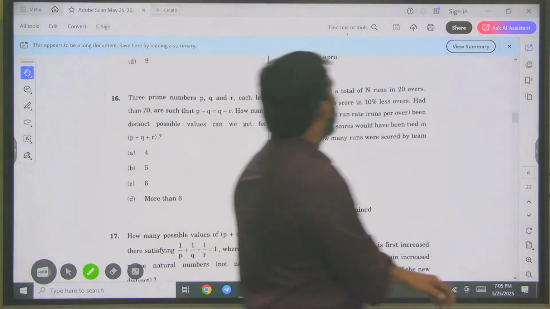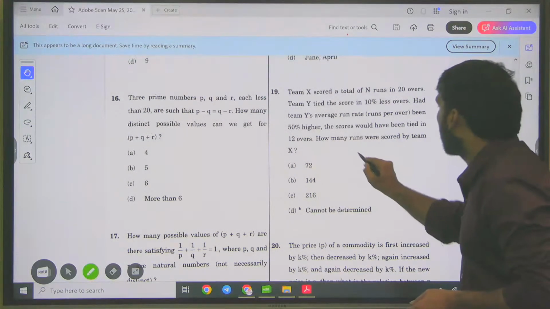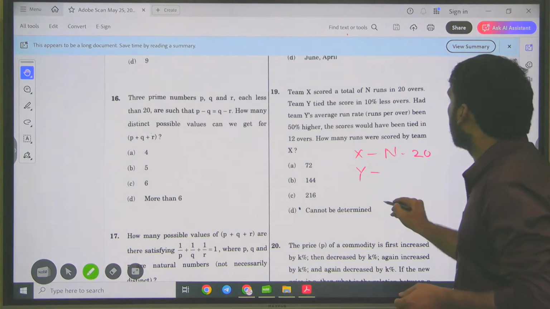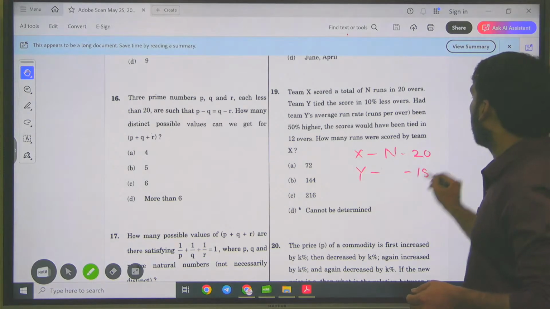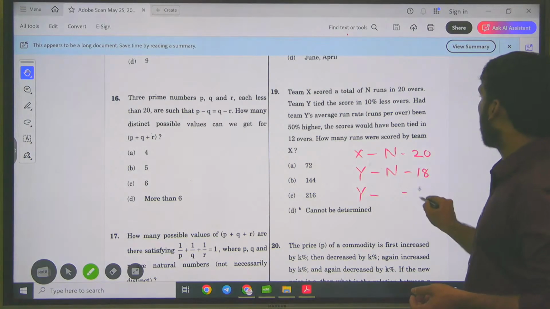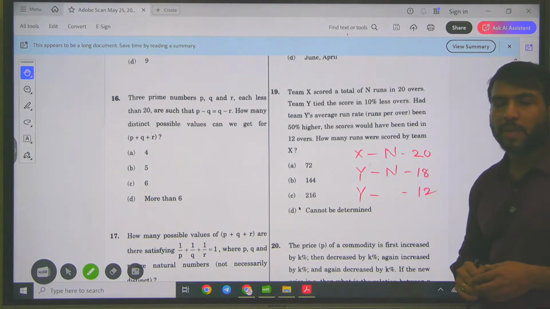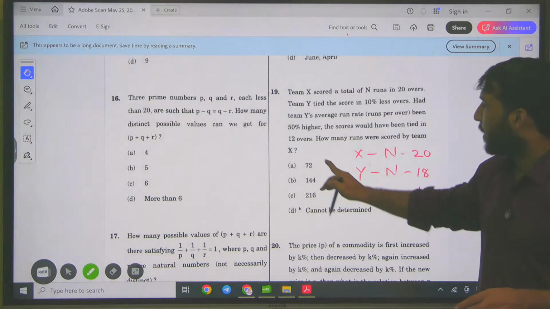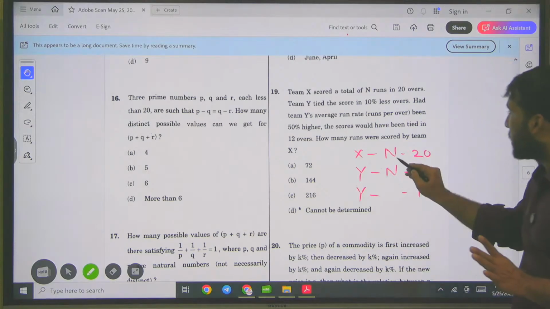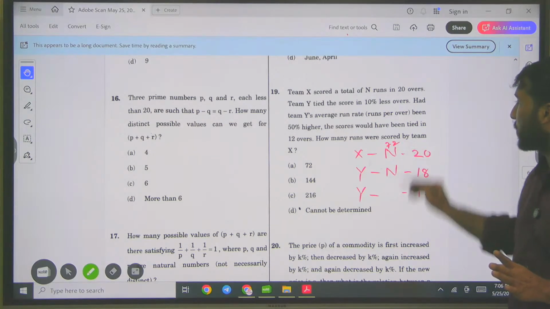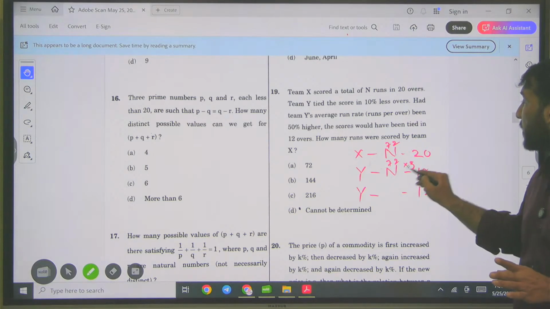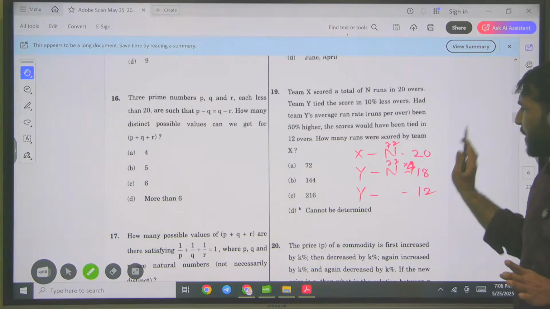Next question, team X scored a total of n runs in 20 overs. X scored n runs in 20 overs and Y scored the same n runs in 18 overs at a 50% higher rate. Observe the question now. If you observe the question, one point is very clear. From the options, if you go, we will get to know the clarity. If I take 72, first option, 72 in 20 overs. Here 72, so here 4 runs per over, 18 fours are 72.